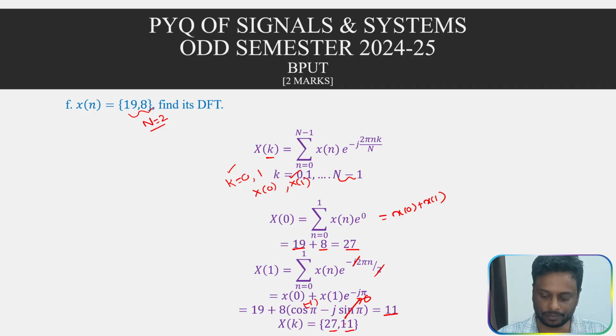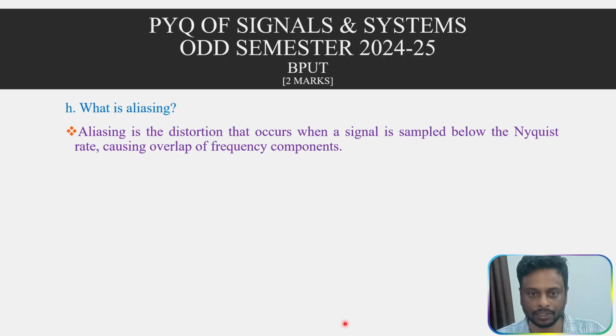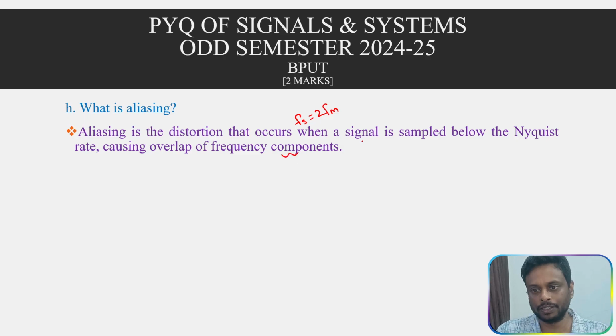Okay, so the next question is: what is aliasing? Aliasing is a distortion. If the signal is sampled below the Nyquist rate, then distortion occurs. What is the Nyquist rate? The sampling rate fs should be twice fm. If fs is less than twice fm, distortion occurs. That distortion is known as aliasing, which means the overlapping of frequency components.